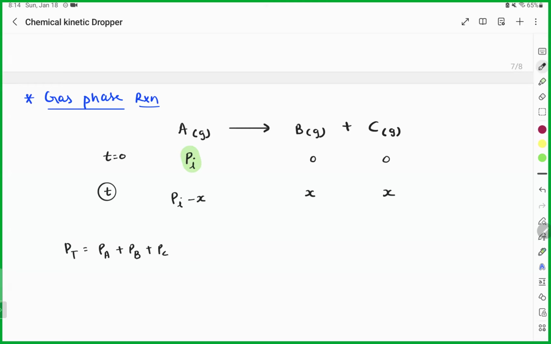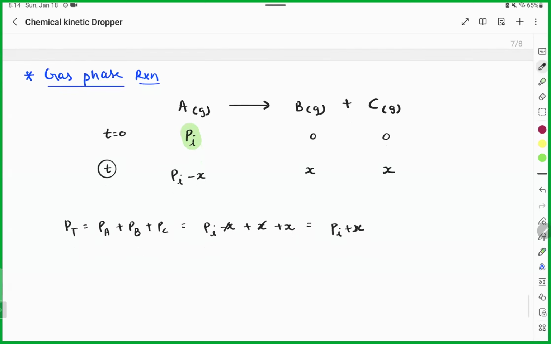Okay. So, what is the pressure by A? Pi minus X. Pressure by B, X. Pressure by C, X. X cancels. It will be Pi plus X. Any doubt, guys? No, sir. If you know this, what will be the X value? Using the same equation, Pt is equal to Pi plus X. So the X value will be Pt minus Pi. Correct? So what is the pressure X? Total pressure minus initial pressure. Logically makes sense.